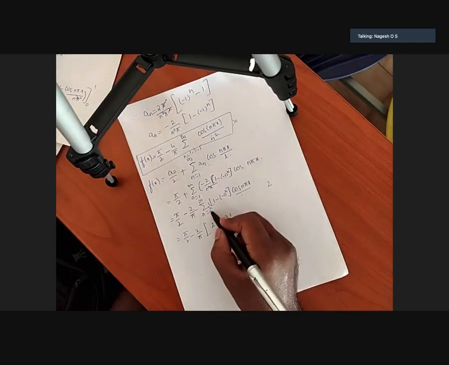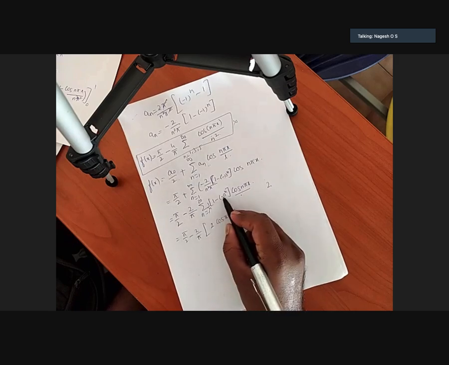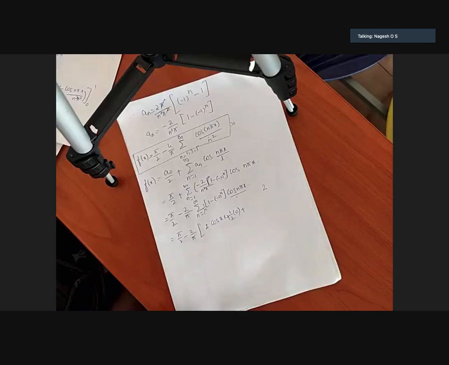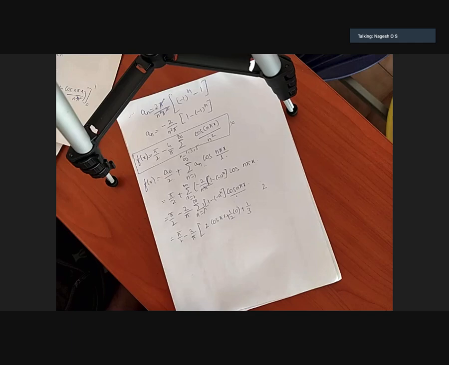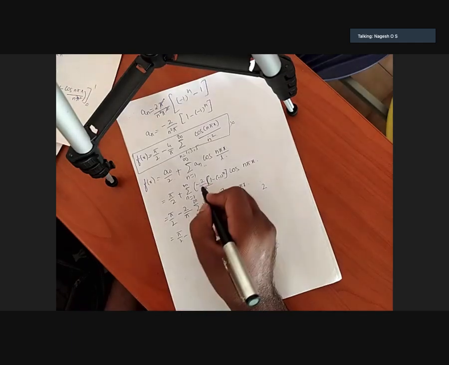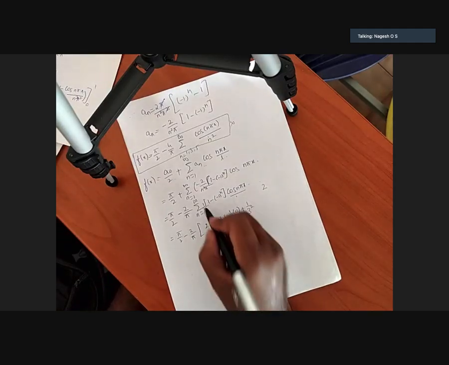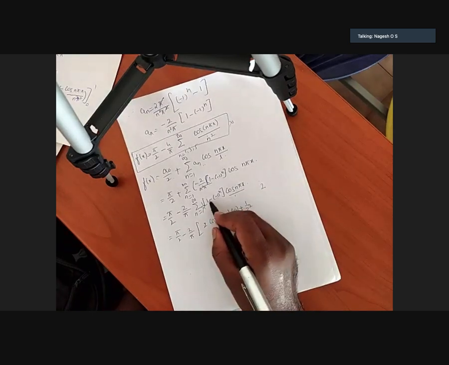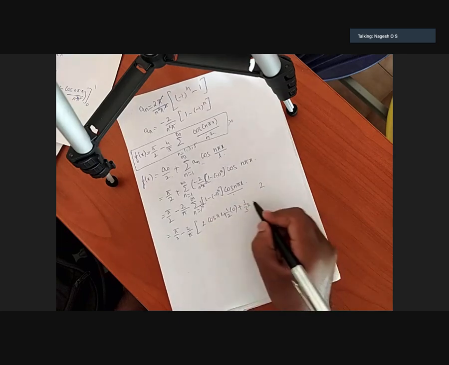Next, for n equal to 2, 1 by 2, 1 minus, this will become 1. So 1 minus 1 is 0. No need to find that. Next, plus 1 by 3. Actually 1 by n square, so 1 by 3 square. This will become 1 minus of minus 1 power 3. This will become minus 1, so it will become 2.